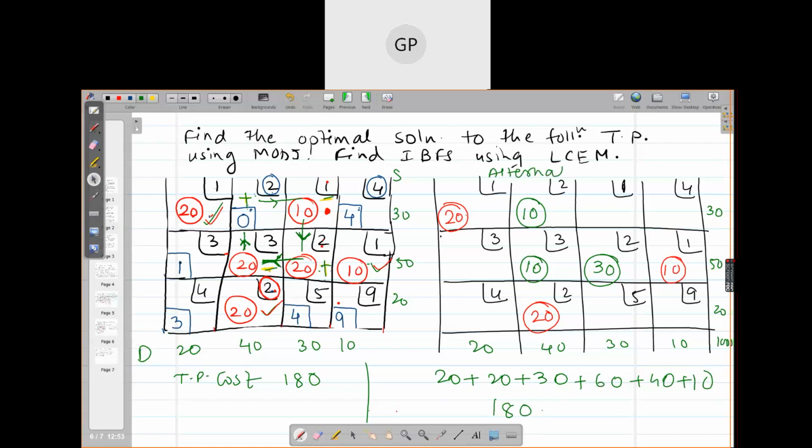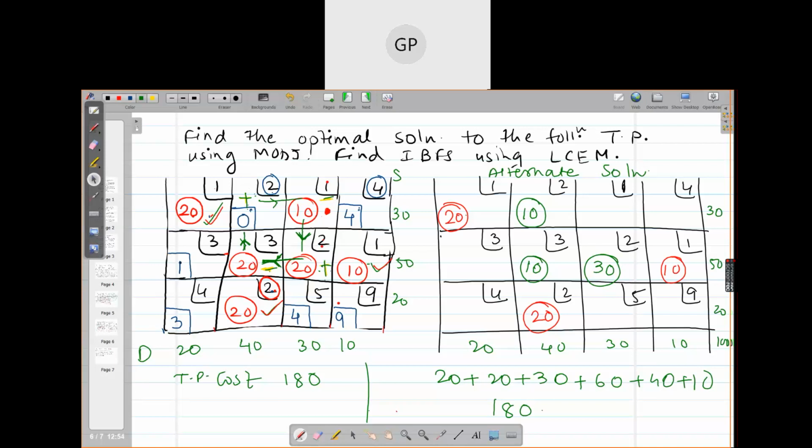Yes, ma'am. So what we say, the TP has an alternate solution. Alternate solution means the final TP cost would be same. The value of the objective function is same, but you get a different set of variables. And please remember, you have to write down allocations, you have to write down the TP cost while finding IBFS and while finding the optimal solution also.